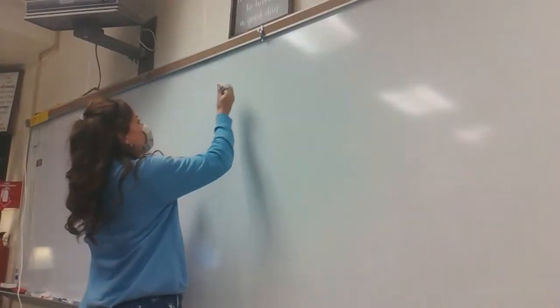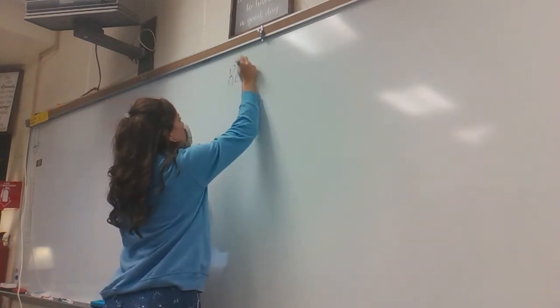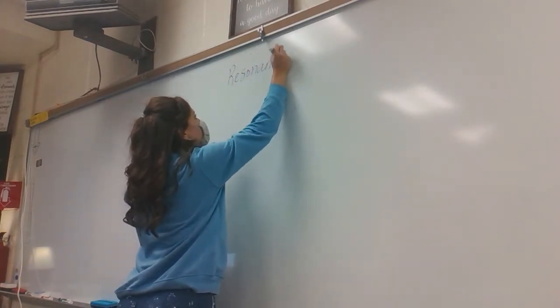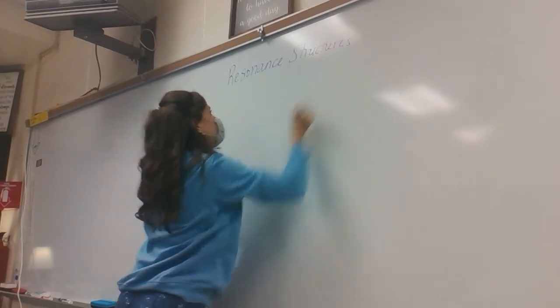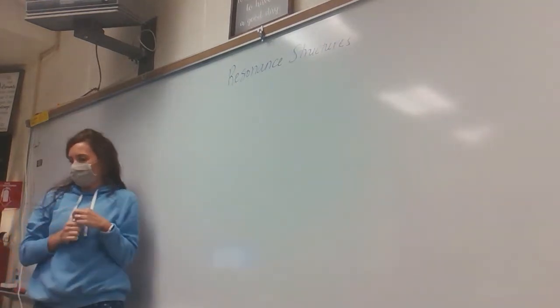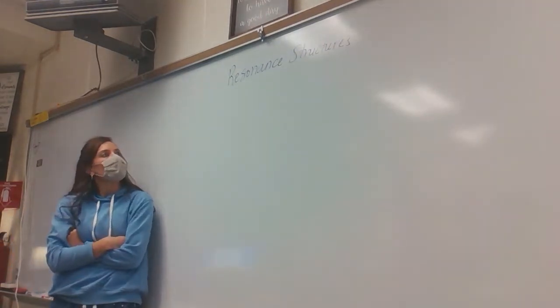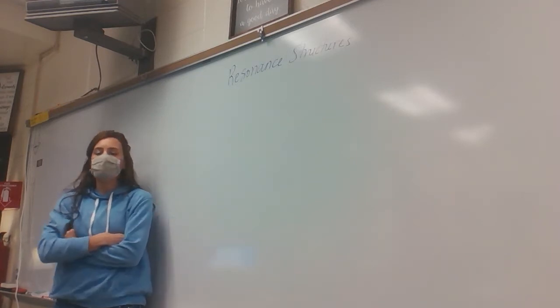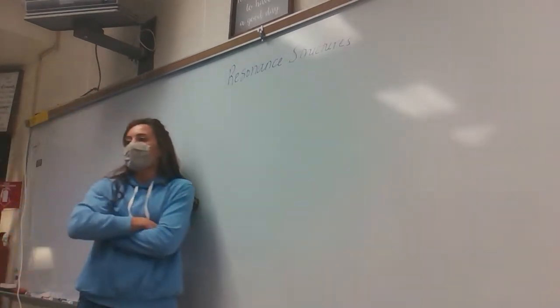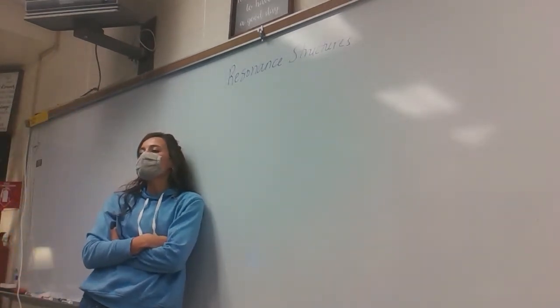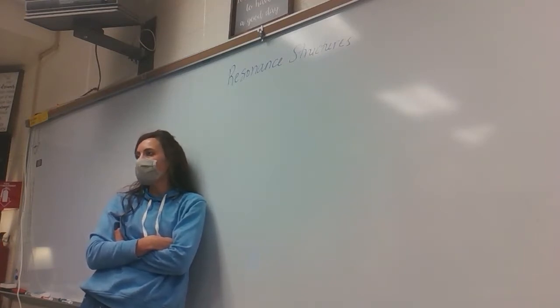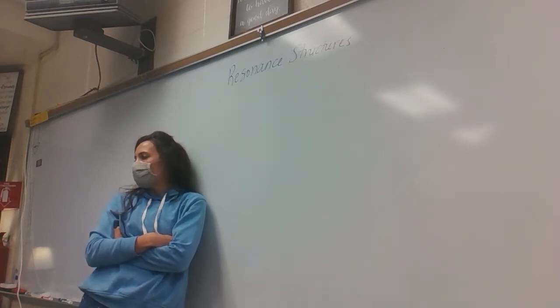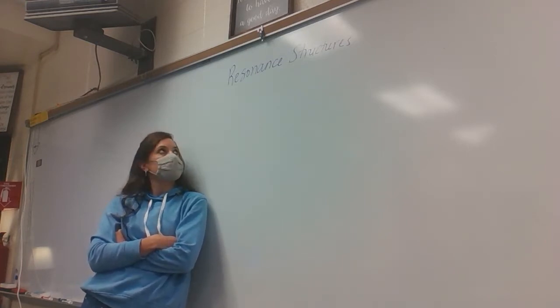All right, let's start with resonant structures. Resonant structures are structures for molecules, they're Lewis structures, but they're showing different structures that are equally probable. And this has to do with double and triple bonding. We're going to do an example and we'll talk about why they're equally probable and how we represent that.